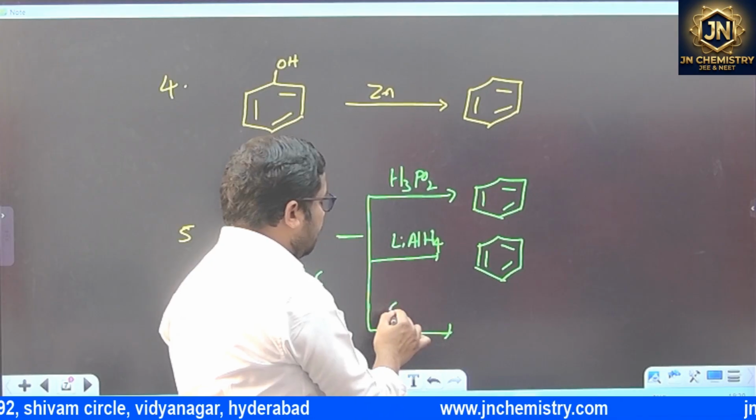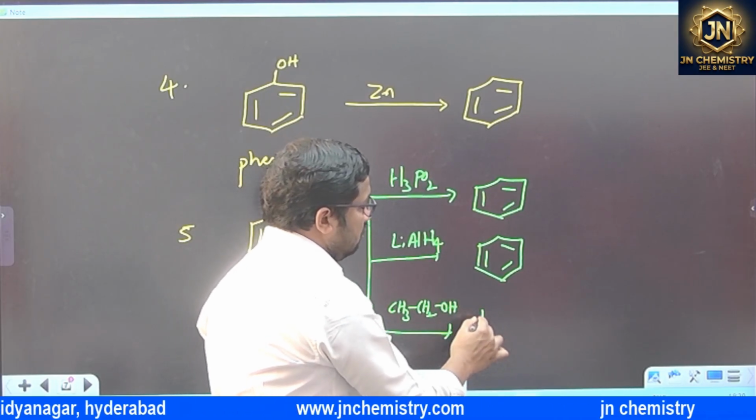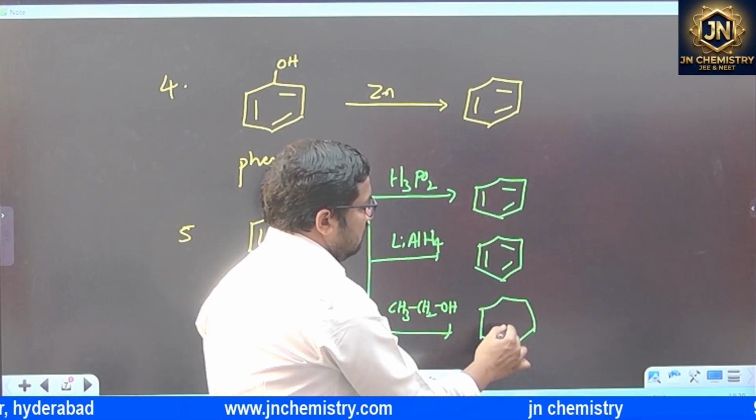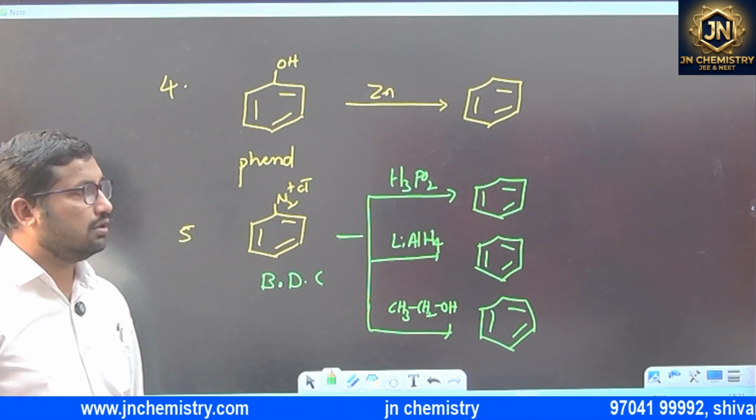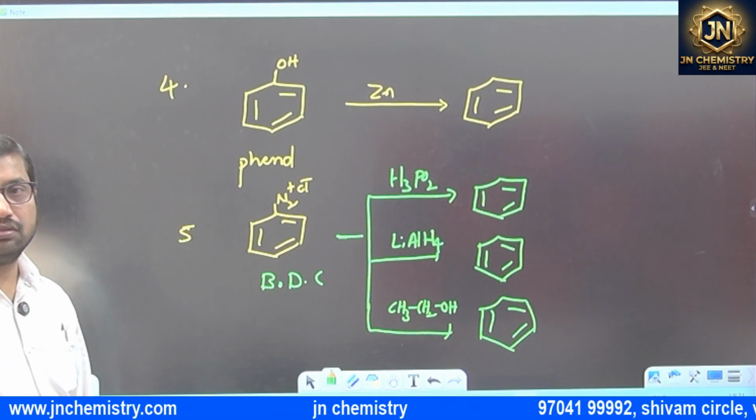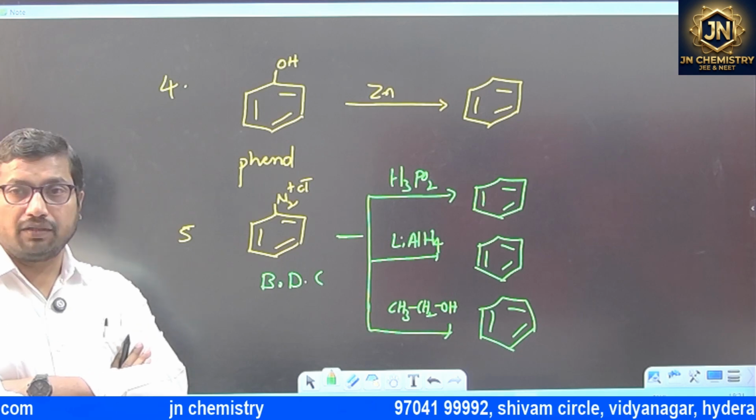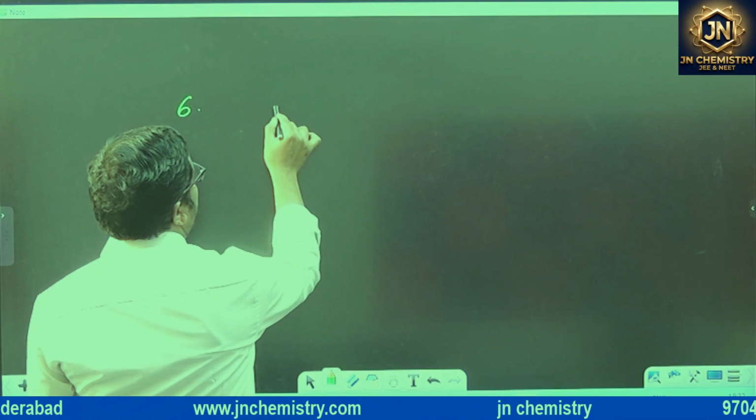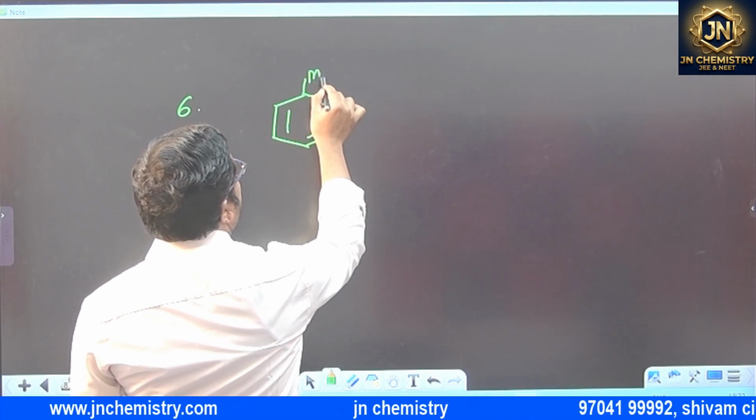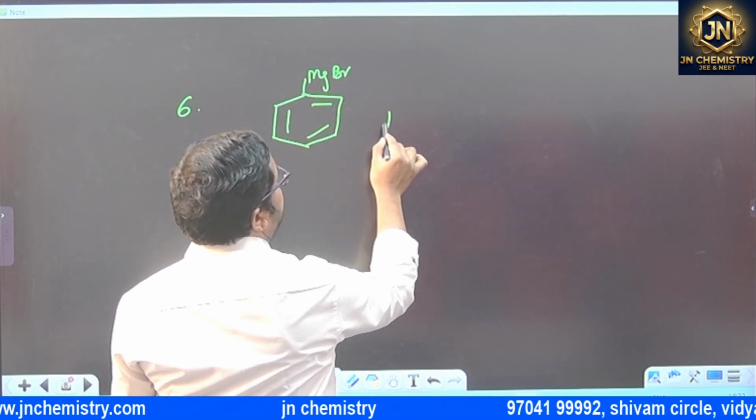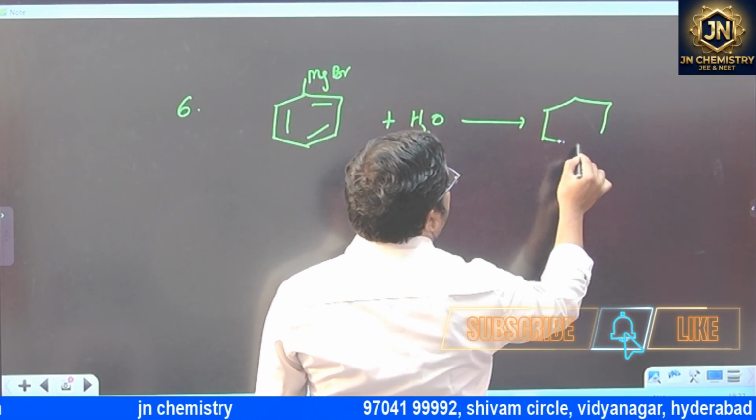Otherwise, we can use ethyl alcohol. Ethyl alcohol also will get the benzene. Write it down. Even from Grignard reagent also we can prepare. Or from Grignard reagent, MgBr. For example, if you are using the water or any proton donor, you'll get benzene.